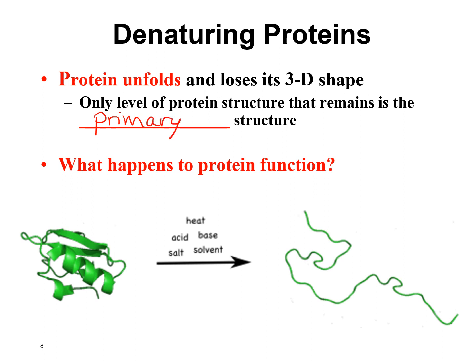So the only part that's left is just the linear sequence of the amino acids held together by the peptide bonds. So what happens to the protein function is that it no longer works because you've lost that three-dimensional shape, and so it's no longer going to do the job that it was doing.